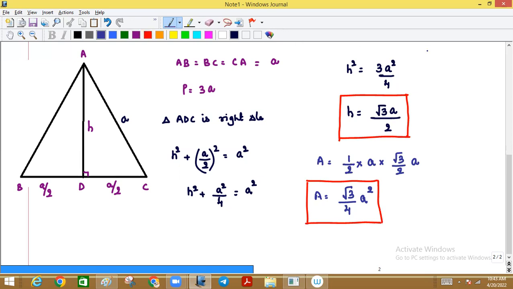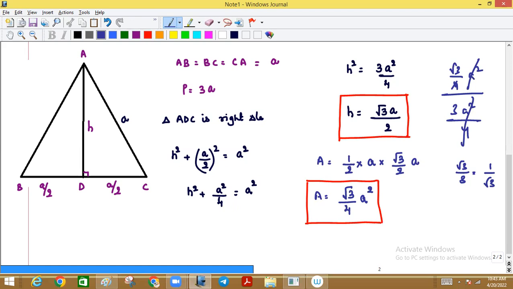So, what is a? Root 3 by 4 a square. What is h square? 3a square by 4. Can I cancel a square by 4, a square by 4? What is left? Root 3 by 3. Root 3 by 3 is 1 by root 3. So what is a by h square? A by h square is 1 by root 3.